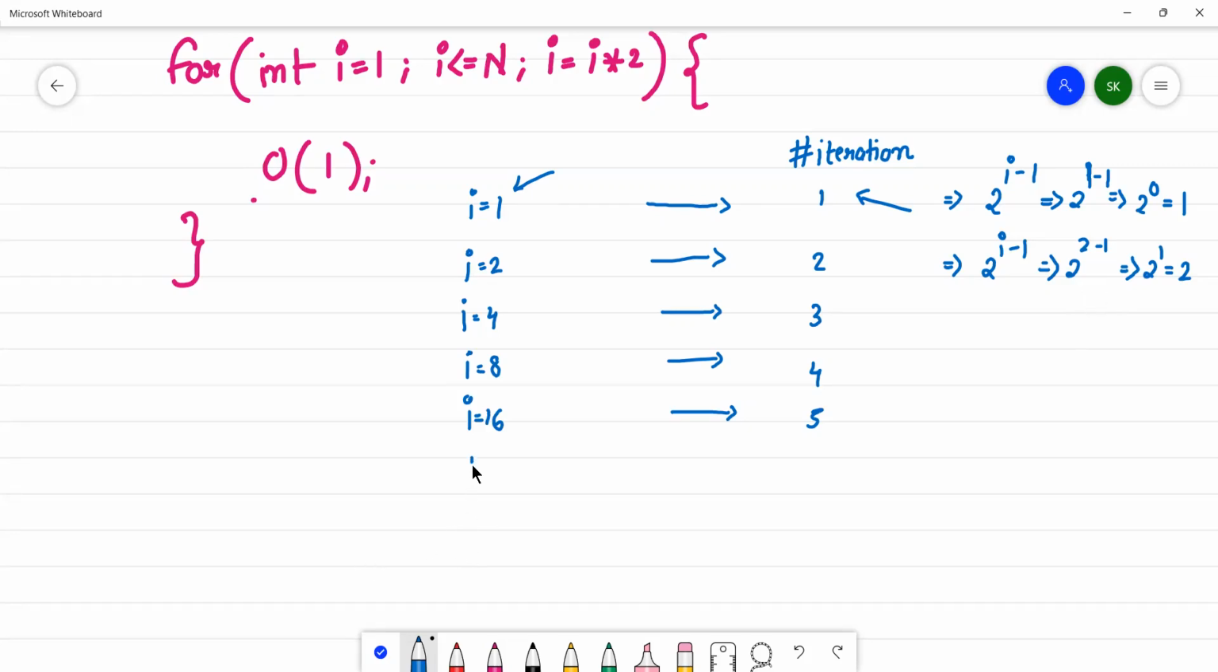So this is your first term, second term, third term, fourth term, fifth term. If I talk about the kth term, can you tell me its value? Can anyone tell me the kth term value? It will be 2 raised to the power k minus 1. Perfect. Everyone, are you able to get this?